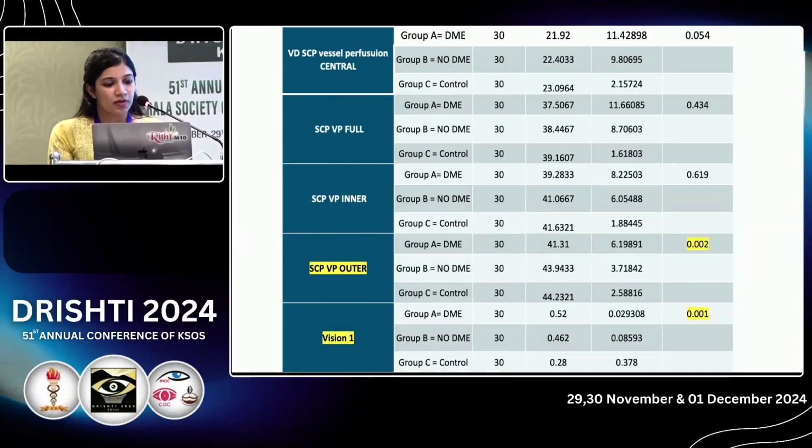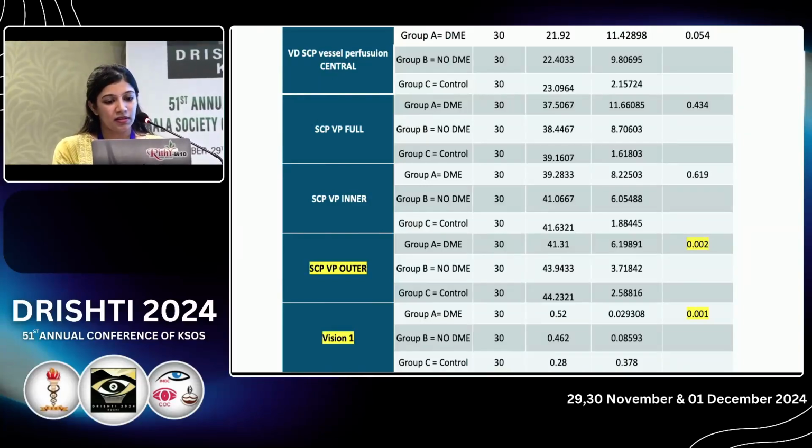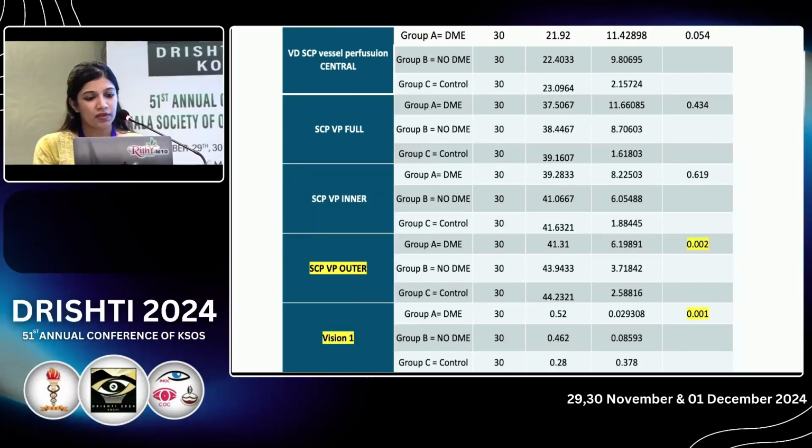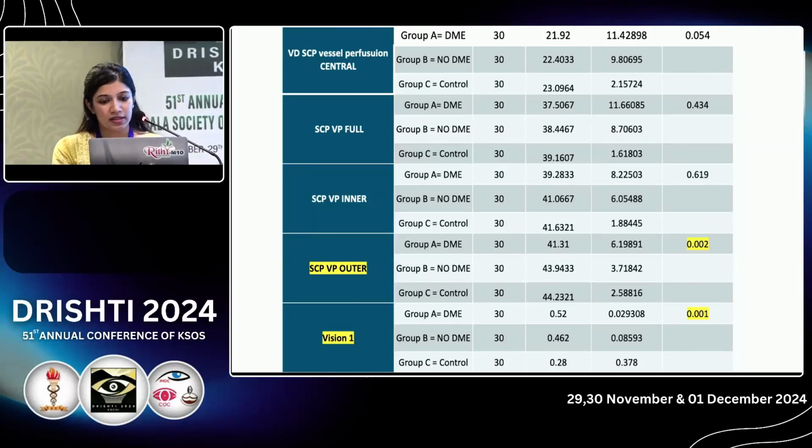In the vascular perfusion outer parameter, the value was highest in the control group and lowest in the DME group, and of statistical significance. It is also seen that the vision was better in the control group and poorer in the DME group.